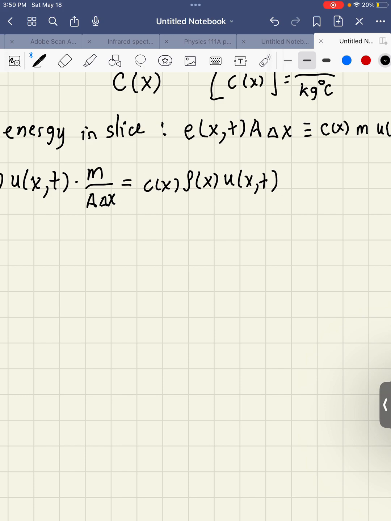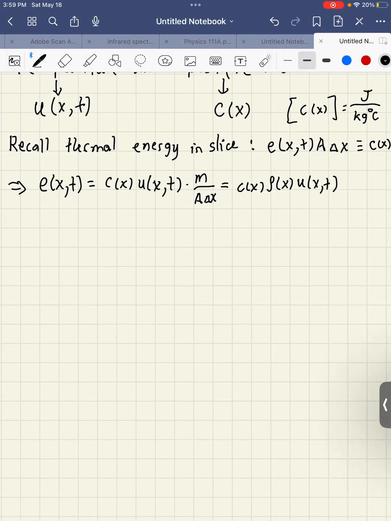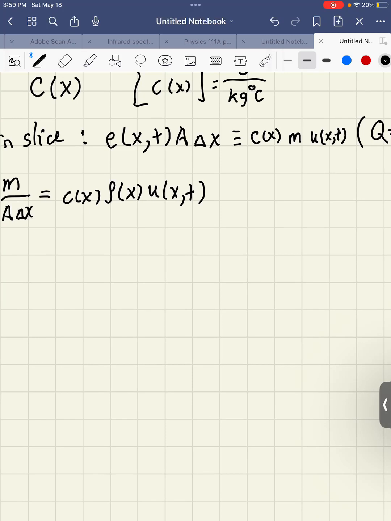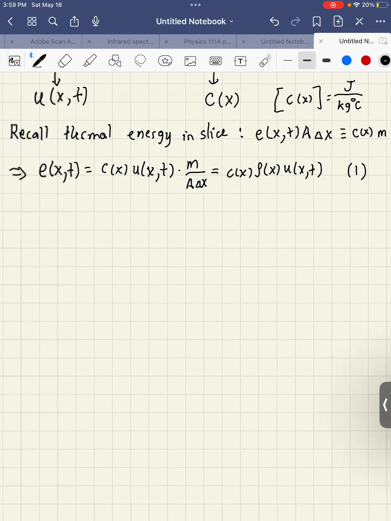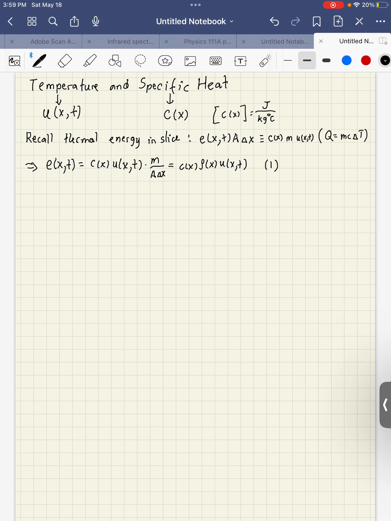Okay? So, just let me label this as 1. You will see why I wrote 1. That's because we want to represent everything as an unknown function, which is the temperature in this case.